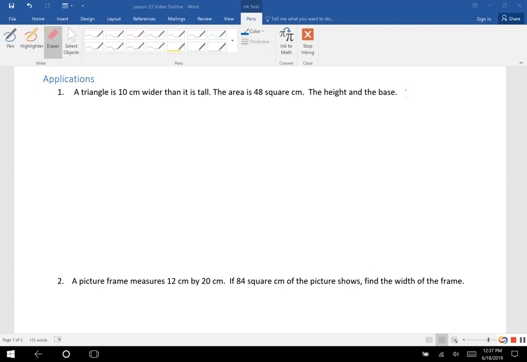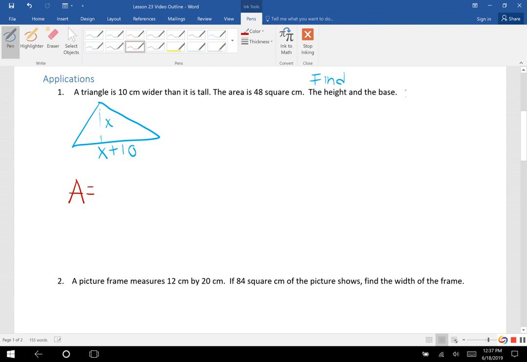Example 1 says a triangle is 10 centimeters wider than it is tall. The area is 48 square centimeters. This should say find, let me write that down, find the height and the base. Okay, so we have some kind of triangle, and it is 10 centimeters wider than it is tall. So if we call the height of the triangle x, 10 more than x would be x plus 10. All right, we're told that the area of this triangle is 48 square centimeters.